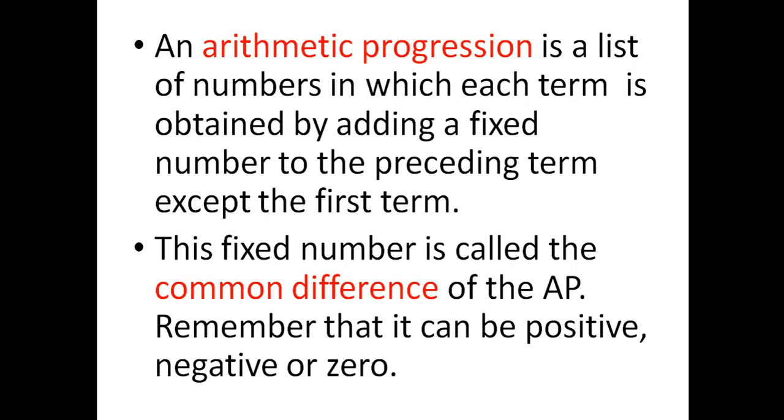In the AP, this fixed number is called the common difference of the AP. Remember that it can be positive, negative or 0 also. The difference between two terms can be positive, negative or 0. That difference is called the common difference.